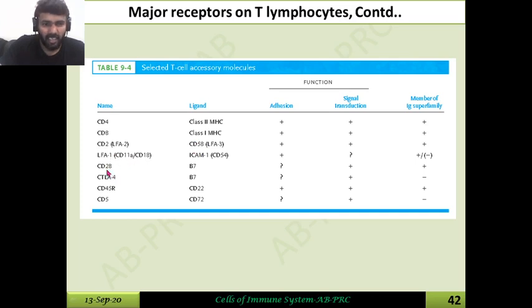Then other things are there, CD28 with B7 family. Already we have seen that B7 is a receptor found on B cell surface, right. In the previous presentation we have seen that B7 family receptors are present on B cell surface. So they interact with the T cells, right. So CD28 and CTLA4 are the receptors found on T cells, and these two are helping in the interaction of T and B cells. Then all the other receptors are there.